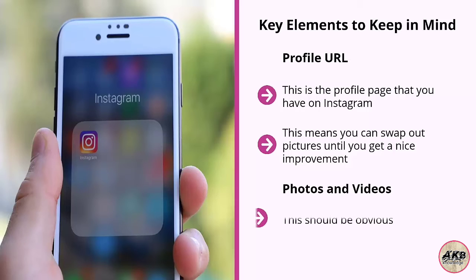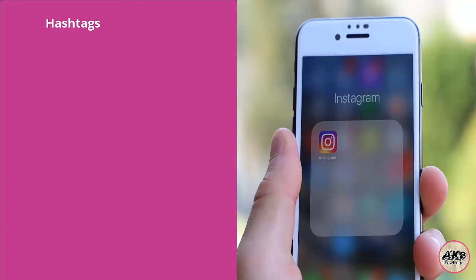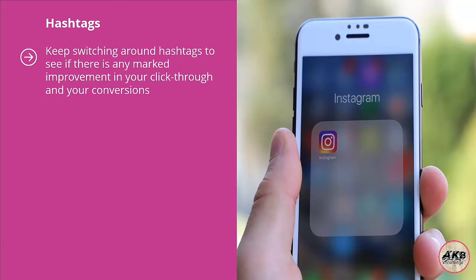Photos and videos. This should be obvious. These are the photos and videos that you post. Pay attention to engagement levels. Pay attention to click-through. If you notice that certain photos tend to get a lot more clicks, then post more of those photos. Keep posting similar photos until you can reach a sustainable high level of click-throughs. Hashtags. Keep switching around hashtags to see if there is any marked improvement in your click-through and your conversions.